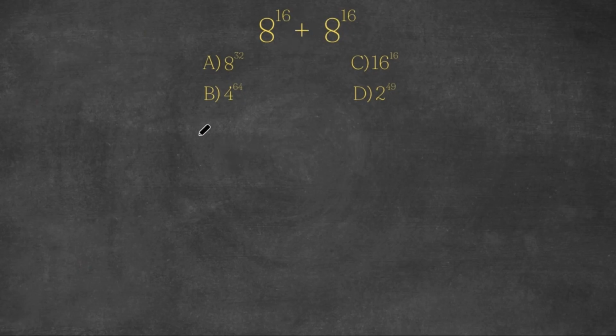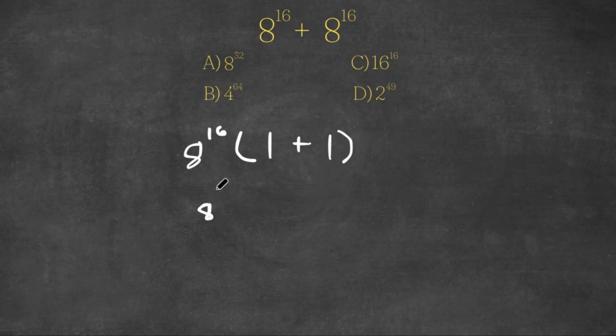So let's first start by factoring out 8 to the power of 16. So now we have 8 to the power of 16 times 8 to the power of 16 divided by 8 to the power of 16 is 1. Plus, again, 8 to the power of 16 divided by 8 to the power of 16 is 1. So now we have 8 to the power of 16 times 1 plus 1. Now 1 plus 1, as we all know, is 2. So now we have 8 to the power of 16 times 2.